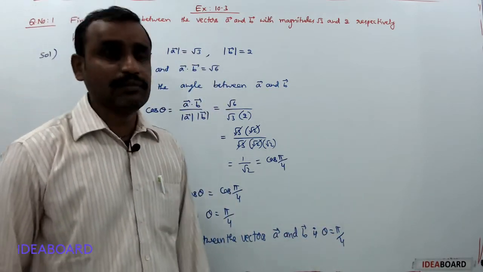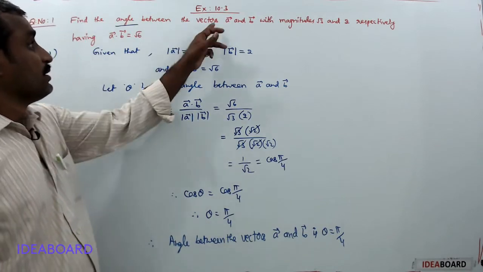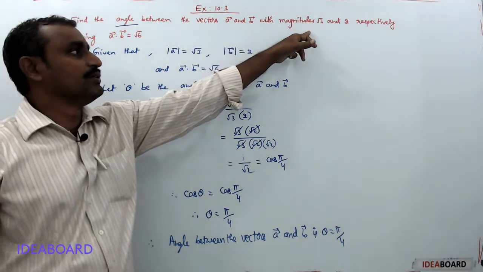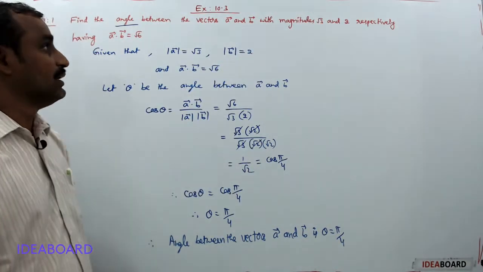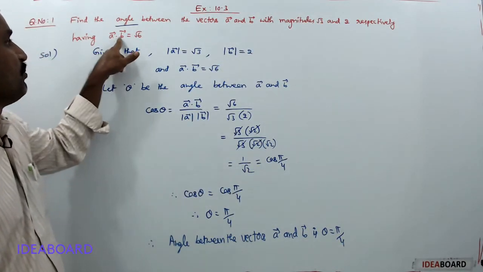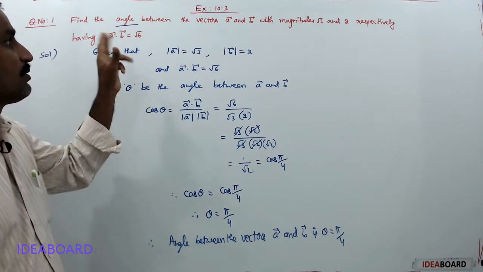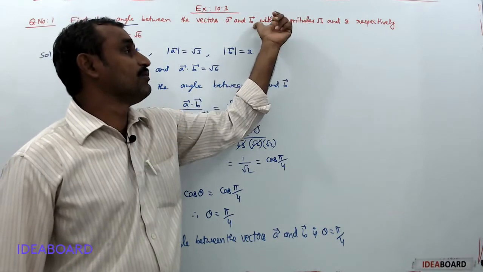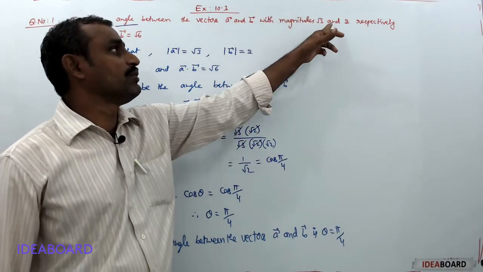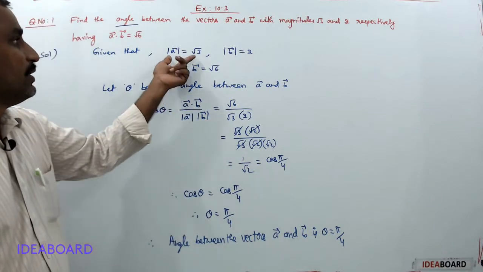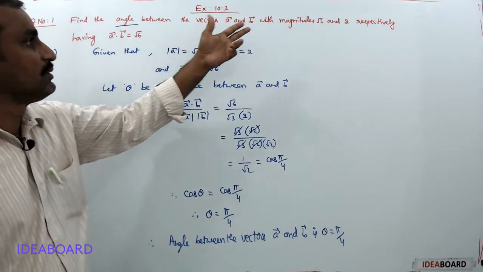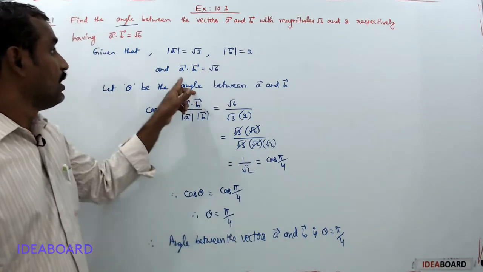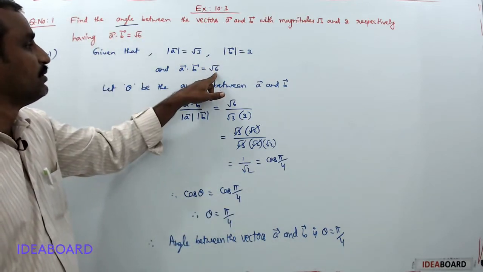Once again you listen. Find the angle between the vectors A bar and B bar with magnitudes root 3 and 2 respectively, and having A bar dot B bar equal to root 6. So in the question they have given the magnitude of A bar and the magnitude of B bar separately. Clearly magnitude of A bar is root 3, magnitude of B bar is 2, and the dot product is root 6.